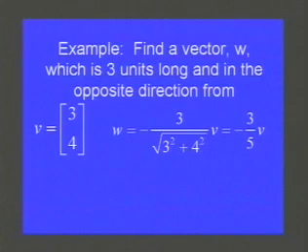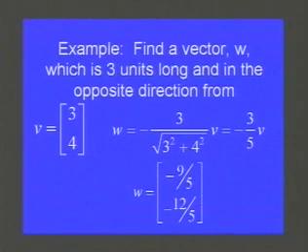So if I were to figure out negative 3/5 of v, that would give me a vector 3 units long and in the opposite direction from v. So w would equal negative 9/5, negative 12/5. And you can double check that that really is 3 units long. And the negative is going to guarantee it's in the opposite direction. So they are parallel, it's just w is in the opposite direction from v.